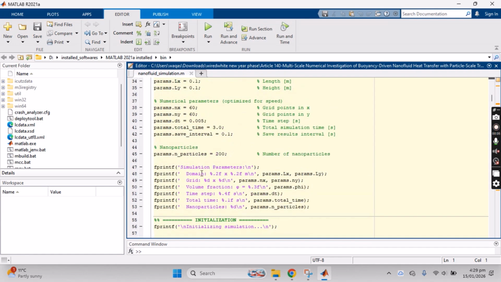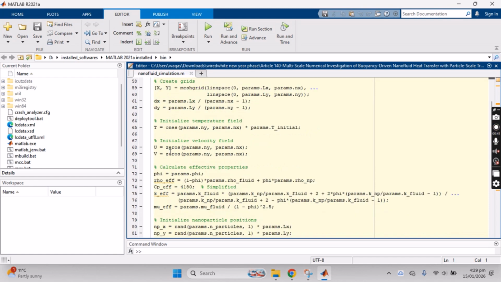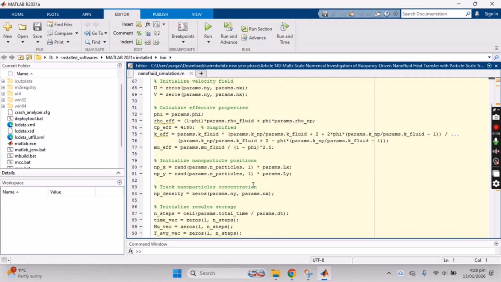And we have just printed the parameters. And next is the initialization of the simulation according to the grids. I have initialized the temperature field, then initialized the velocity field, and calculated the effective properties according to the different equations of the k coefficient and the mu coefficient as well. So these are the fluid components used in the paper I have explained to you.